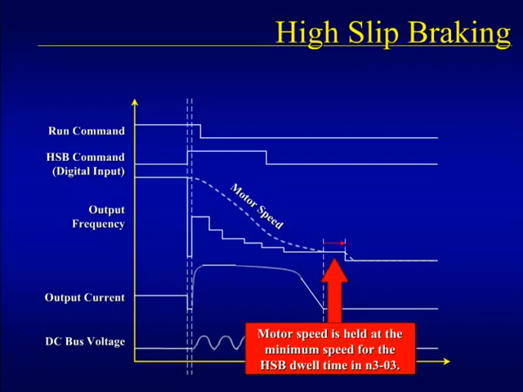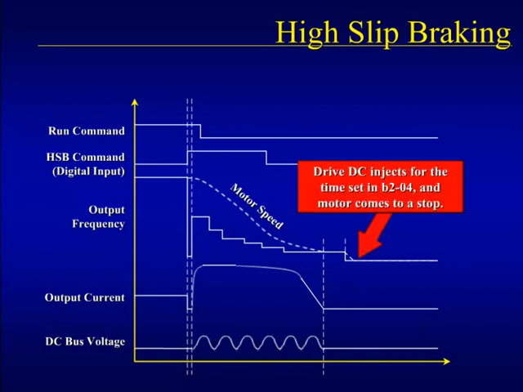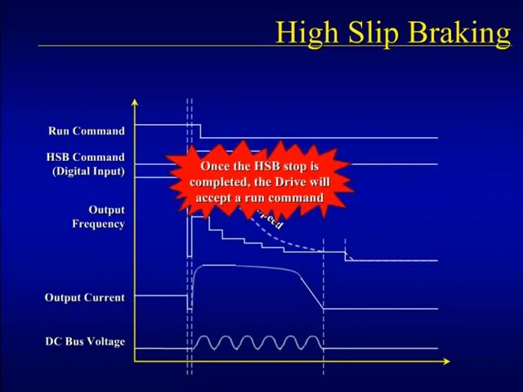After the high slip braking dwell time, the drive DC injects for the length of time programmed into parameter B204 and the motor comes to a stop. Once the drive completes the high slip braking function, it will then be able to receive a fresh run command.